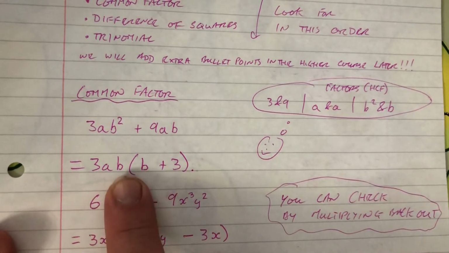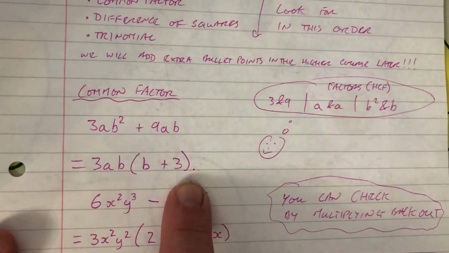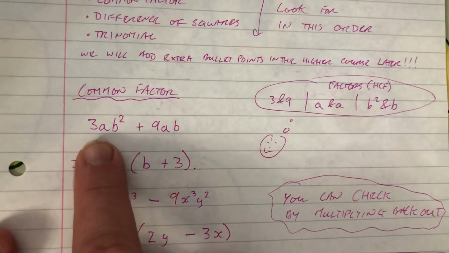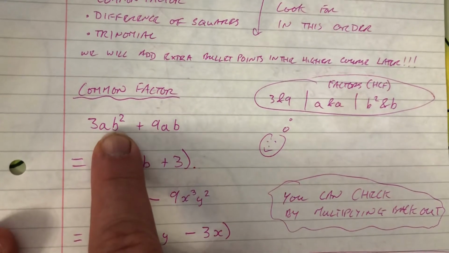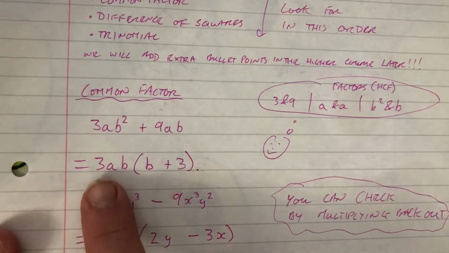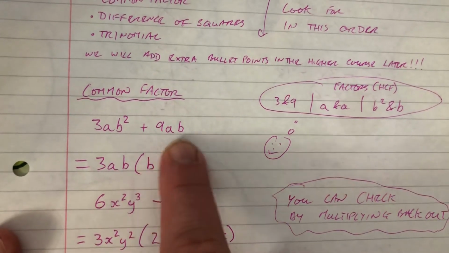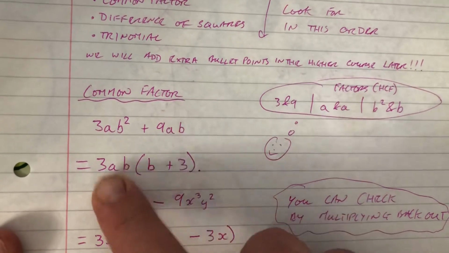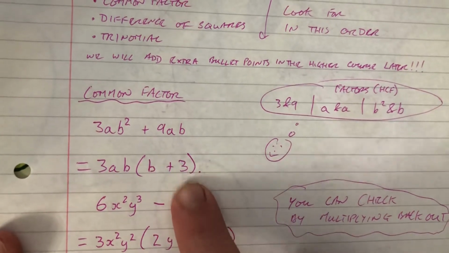So 3ab comes out. What's left inside? Well, we've taken 3a out and a b. So we're left still with a b because there's two b's, remember, multiplying. Here, 3ab, 9ab. So we've taken out the ab. 3 times what is 9? 3 threes.